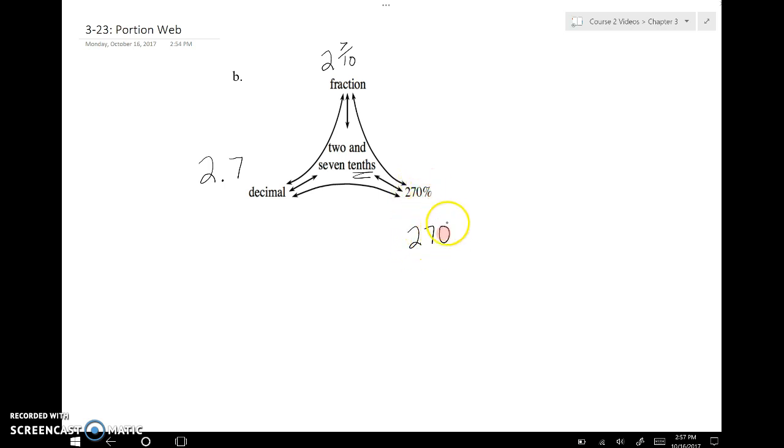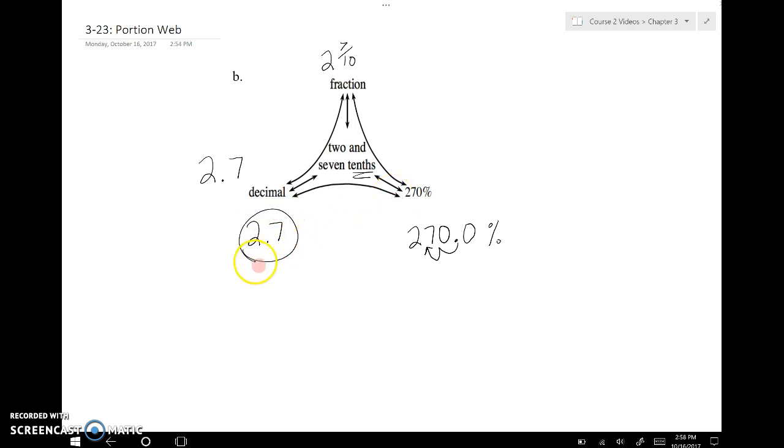for turning a percent into a decimal. If I take 270%, I say, well, here's where the decimal would be. That's still 270%. I'm going to move the decimal place 2 places to the left. And that's what my decimal is, 2.700, right? And I don't need the extra zeros.